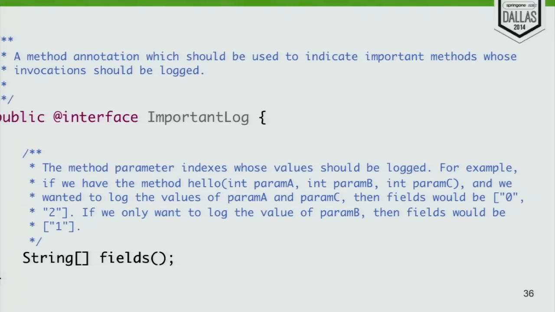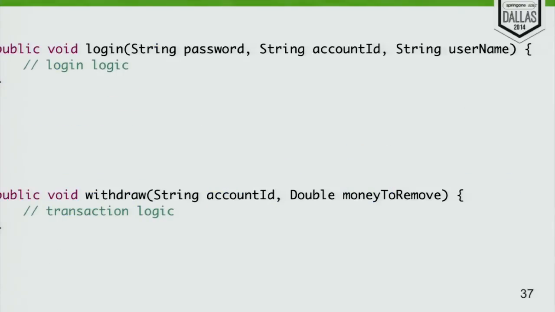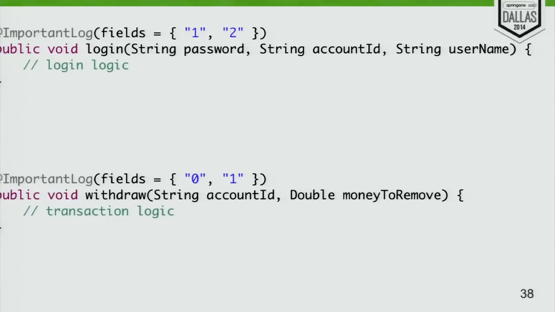So what we're going to do is put this important log annotation on those methods. With this important log annotation, we're going to have the input parameter fields. This is going to specify the indexes of the input to our method that we want to record. So we have our login and we have our withdrawal, and we're going to annotate them with important log. For login, we want to record the account ID and the username, so our fields is going to be set to 1 and 2. For withdraw, our fields is going to be 0 and 1 because we want the account ID and the money to remove.